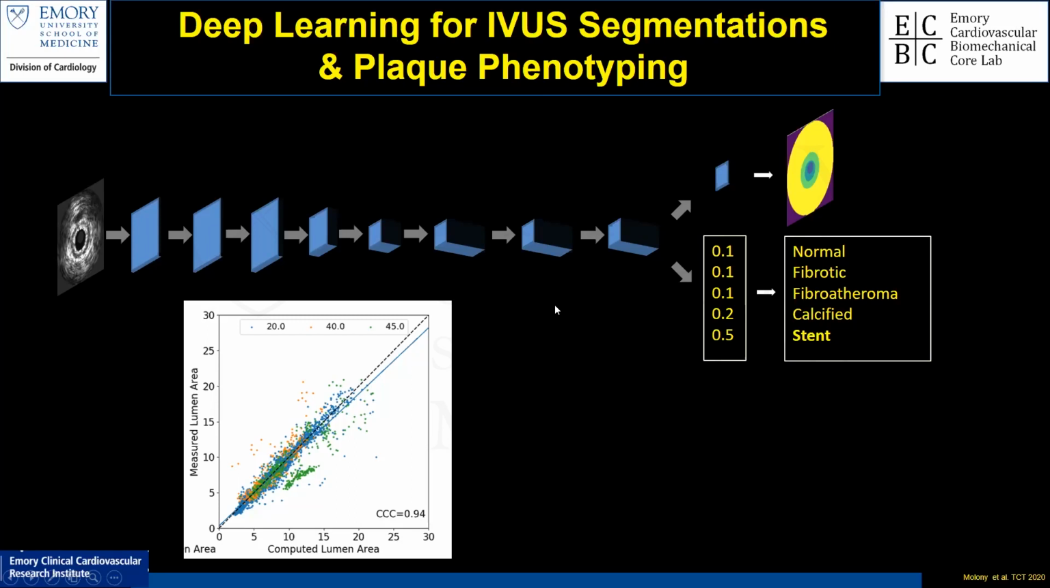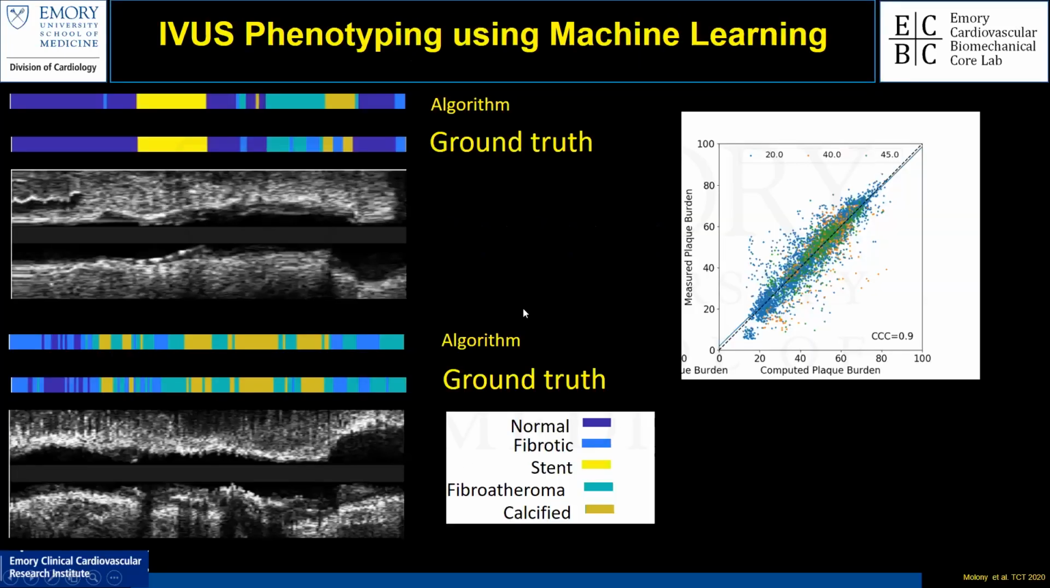Now, how to make the process of computing shear stress quicker? Well, David Maloney from our lab devised a way using deep learning to automatically segment the IVUS frames. As you can see, he found a very high degree of correlation between the actual lumen area and the computed lumen area obtained using the deep learning algorithm. We can use these deep learning algorithms for plaque phenotyping too with a very high degree of assurance.